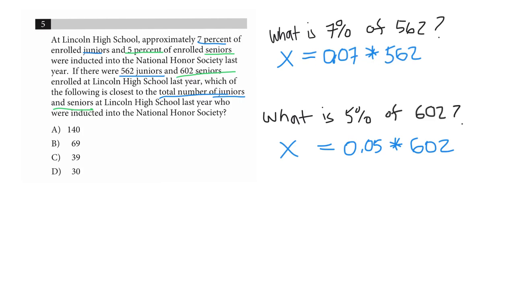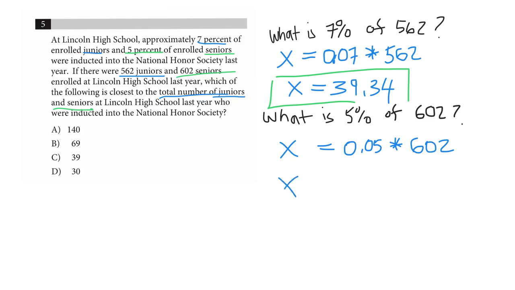And definitely using a calculator here, we would realize that x is 39.34. Let's just draw a box around that to draw attention to it. And over here, if we were to multiply 0.05 times 602, we would have 30.1. So x equals 30.1. Now, it might have been smarter for me to not use x for both of these. It might have been better for me to use x over here and maybe y over here. But nonetheless, 7% of 562 is 39.34, and 5% of 602 is 30.1.